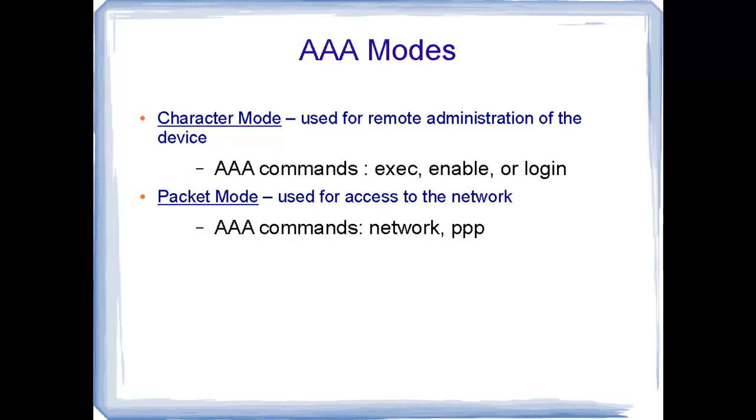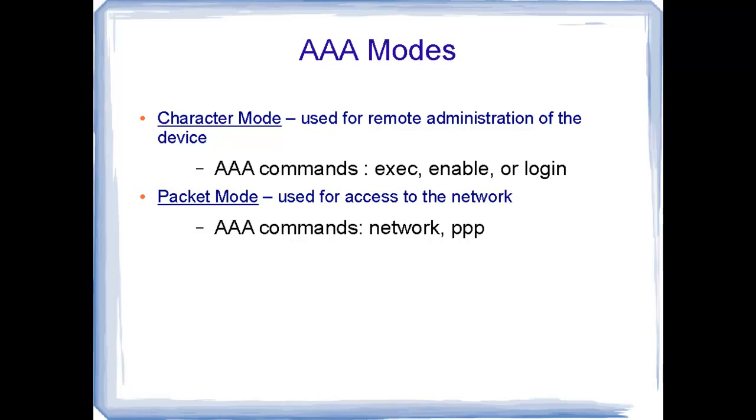You can tell that you're in AAA character mode when you see commands like exec, enable, or login in the AAA command set. Packet mode is used for access to the network, and oftentimes it's used for end users. So they want access, maybe they come in through a VPN. That's probably pretty common. They use the PPP protocol. They're using some sort of network protocol. They're coming in to get access to the network. They're not configuring the device. They're not messing with the device. What they want is to be allowed access to use a resource inside of the network.